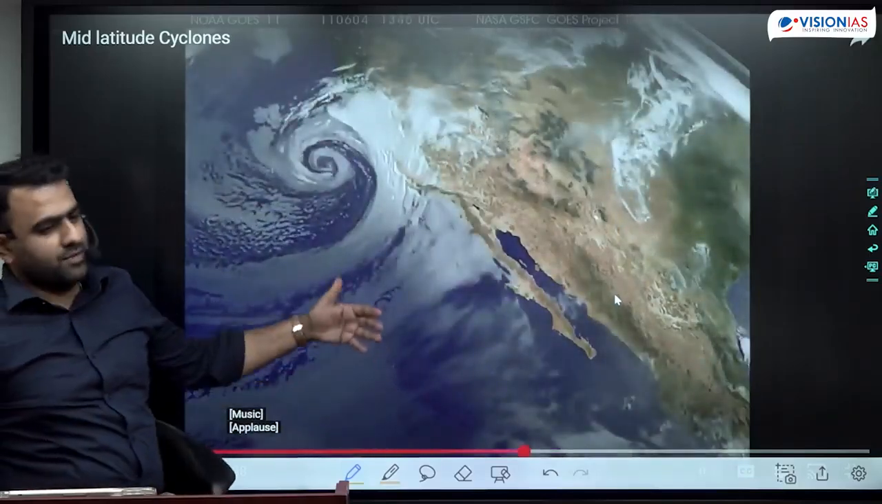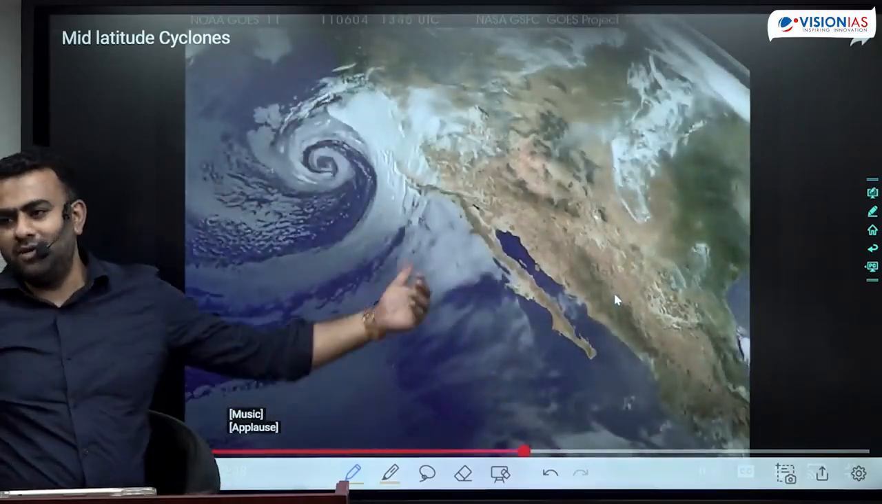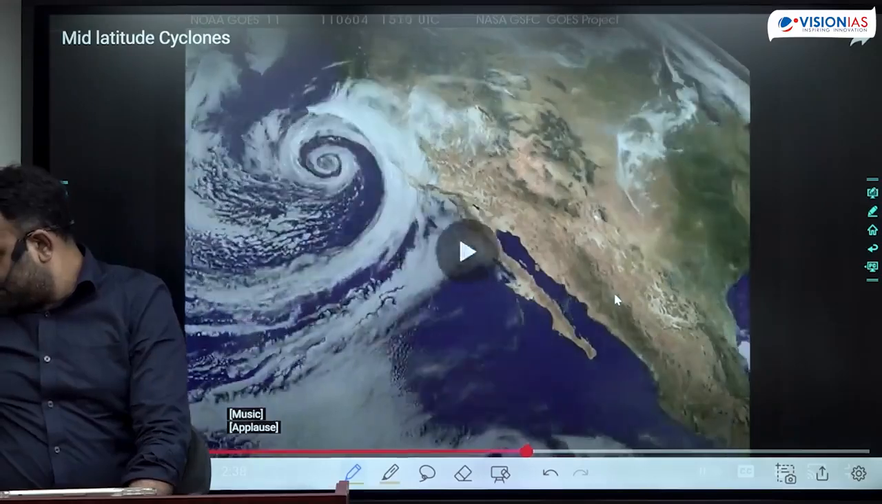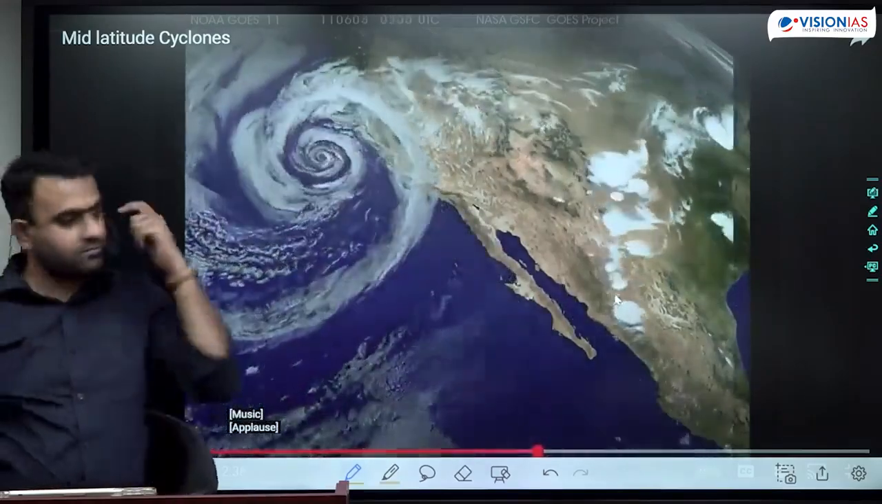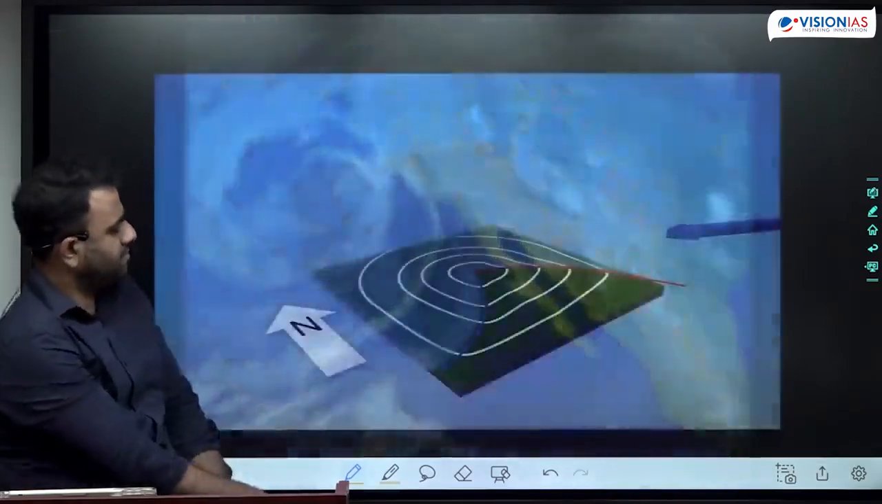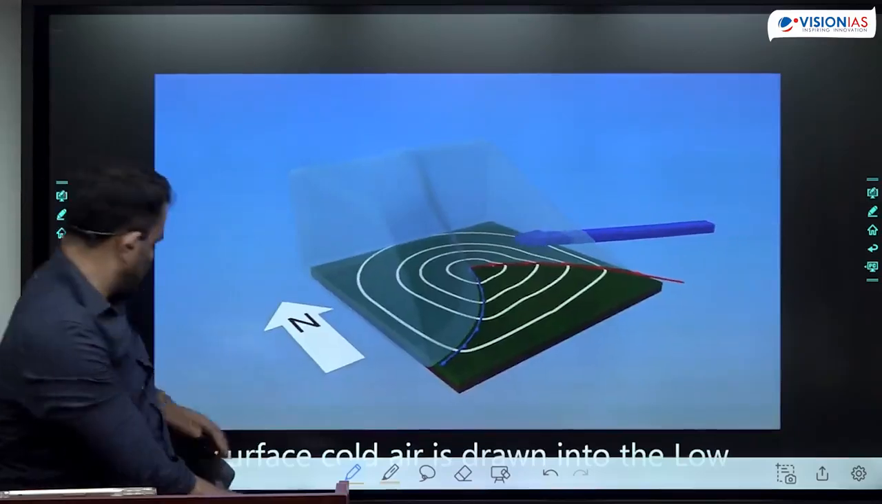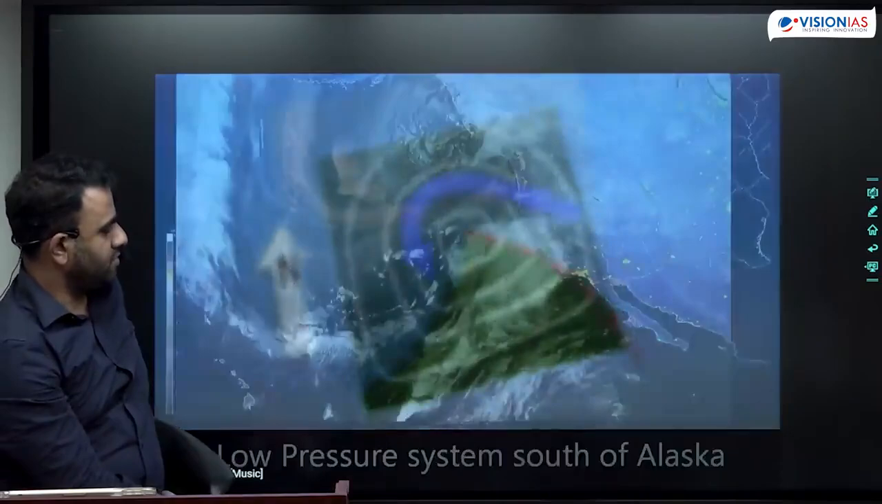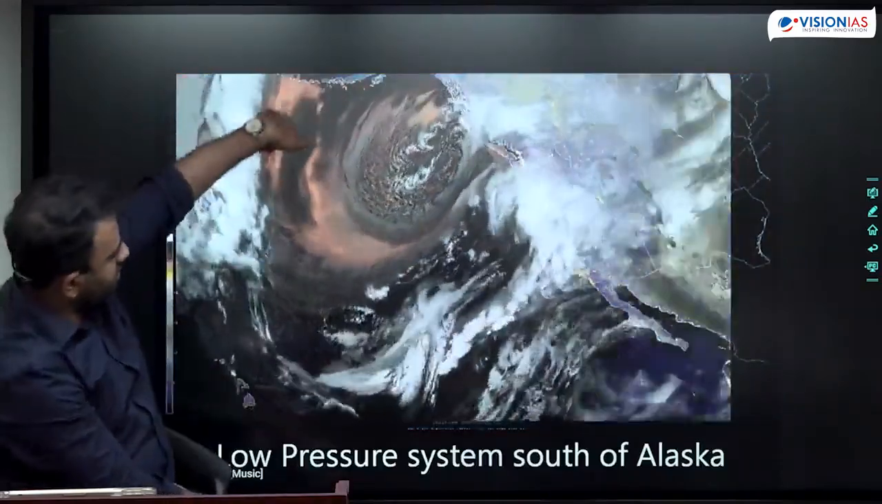This is a time lapse video. It will not shoot so fast. Okay, satellite imagery. It was a very, very large area. This is how the cold air is moving. You can see the movement of cold air like this.